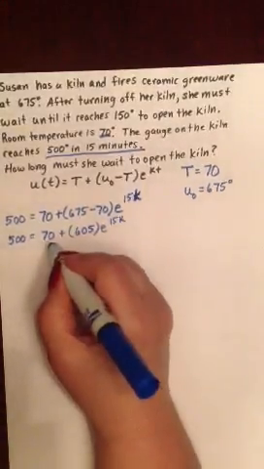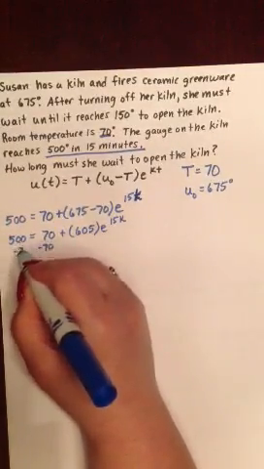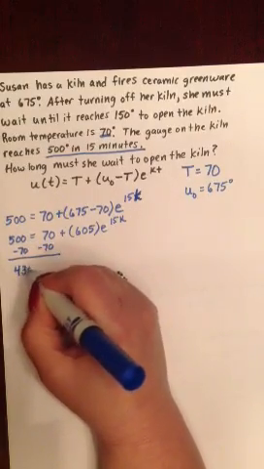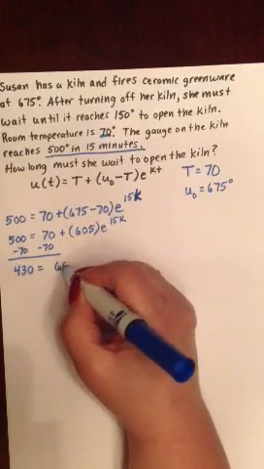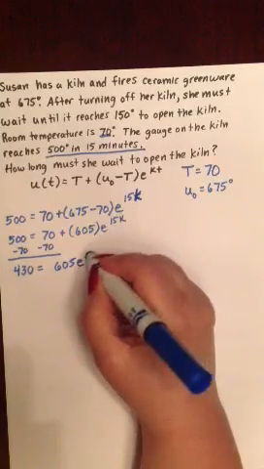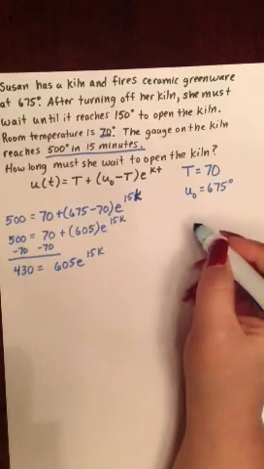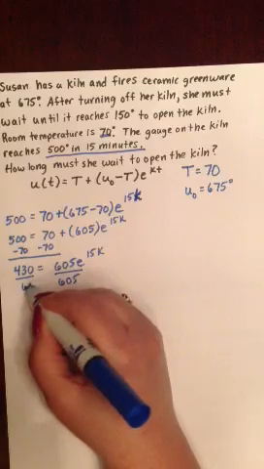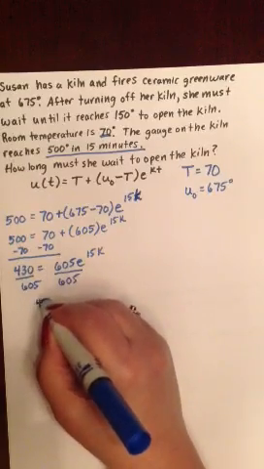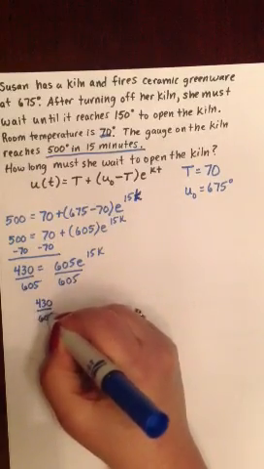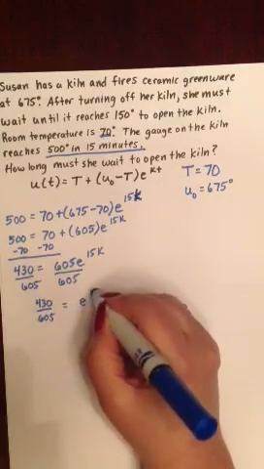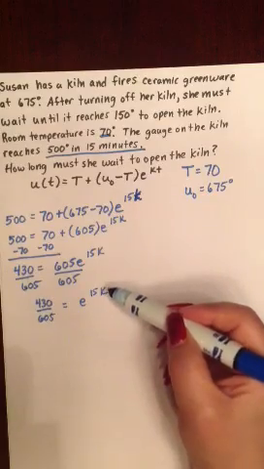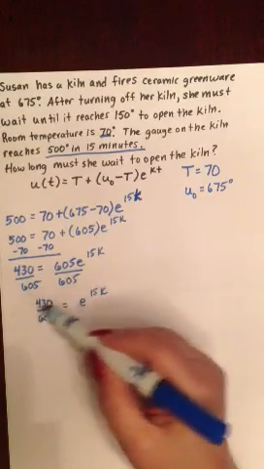So the first thing I do is subtract 70 from both sides. So 500 minus 70 is 430, and I have 605 e to the 15k. Last little step here is I divide both sides by 605. So now I have 430 divided by 605 is equal to e to the 15k. Remember, when the variable that you're trying to solve for is in the exponent's place, to solve it you take the log of both sides.